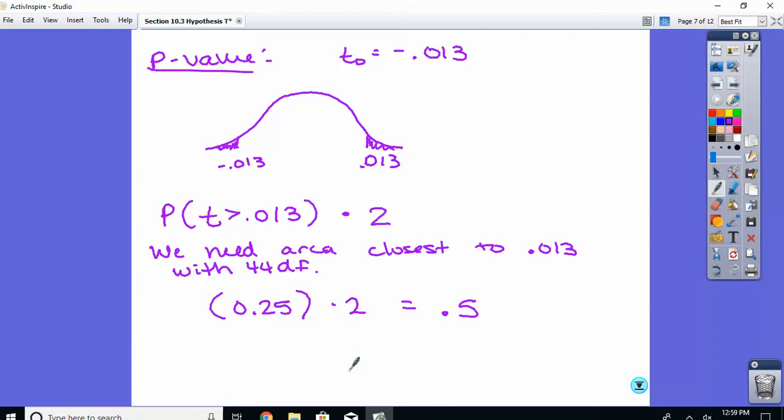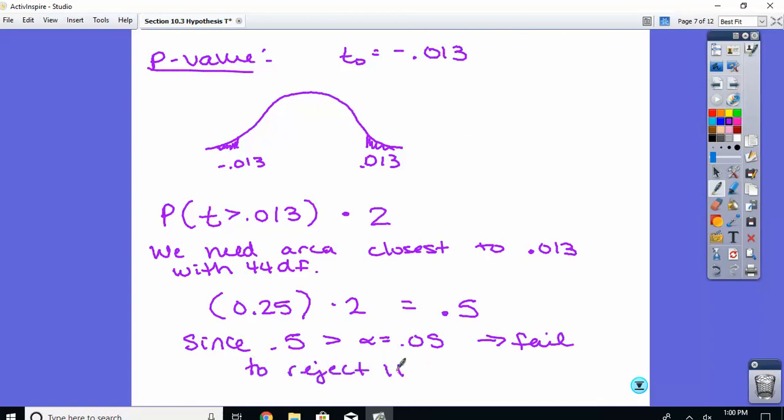Just like before with the p-value, now you're just going to compare that to your alpha. If it's smaller than alpha, you reject. If it's bigger than alpha, you fail to reject. Since 0.5 is bigger than the alpha of 0.05, we fail to reject our null.